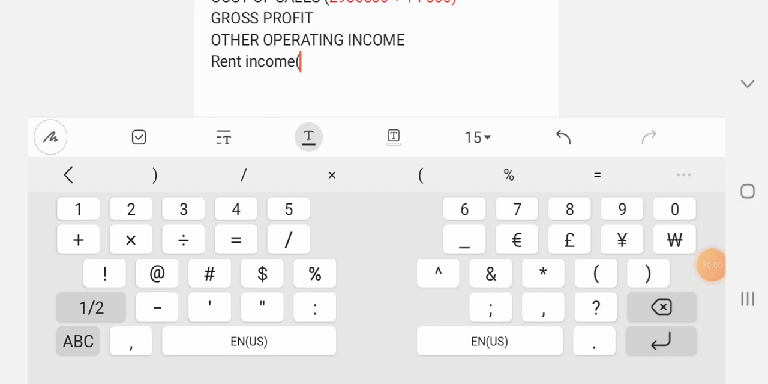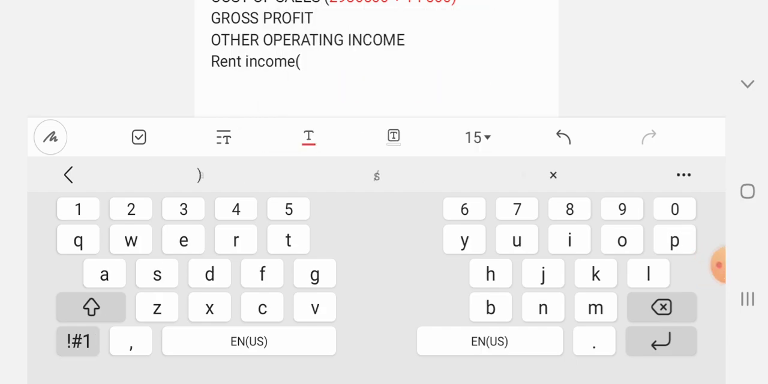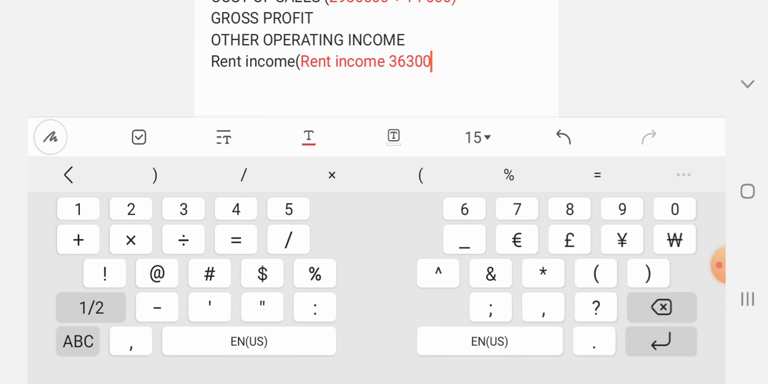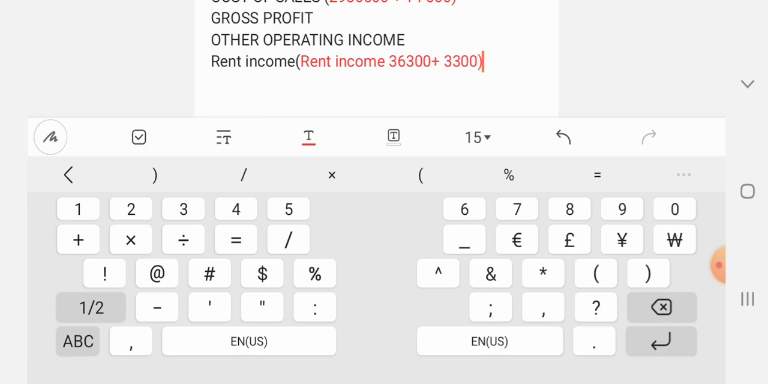All right, so we'll say rent income, and that will be 36,300 rand plus 3,300 rand. So that will be for rent income.